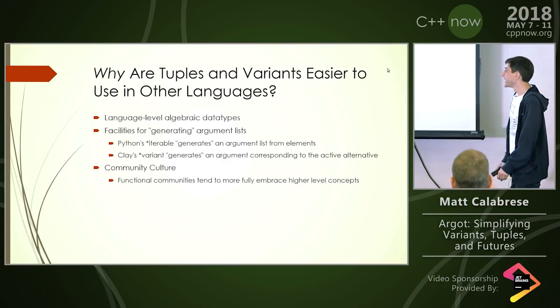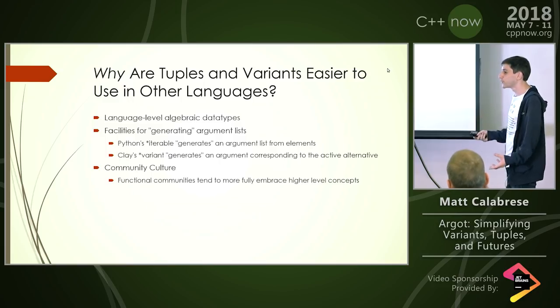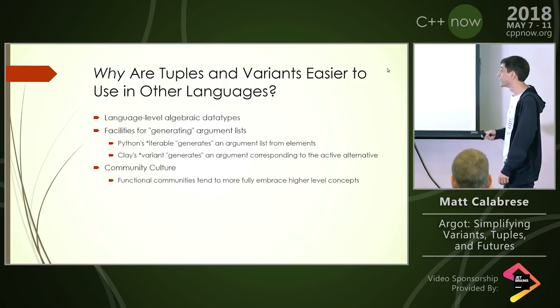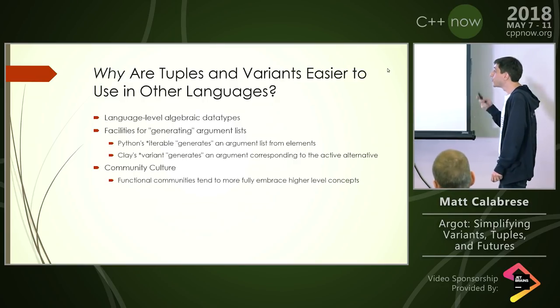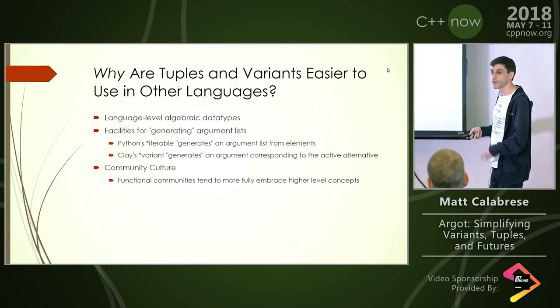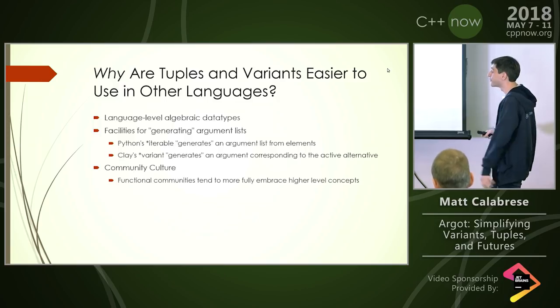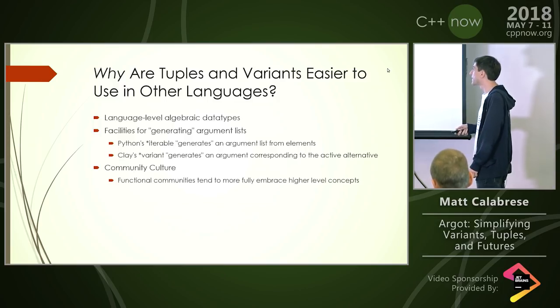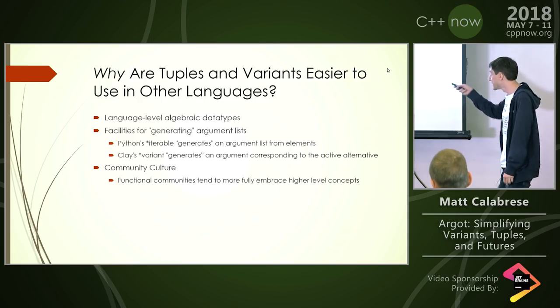Functional communities and these toy languages like Clay just tend to have people involved who are much more into type theory, category theory, and just higher level concepts in general. C++ tends to be sort of a pragmatic language. And a lot of the people who even participate in the committee are not necessarily people who are into type theory, into category theory. And so you can kind of see that reflected in how the language design has gone. Not that we don't do great things. We still do great things. But there's sort of a cultural problem there, I think.